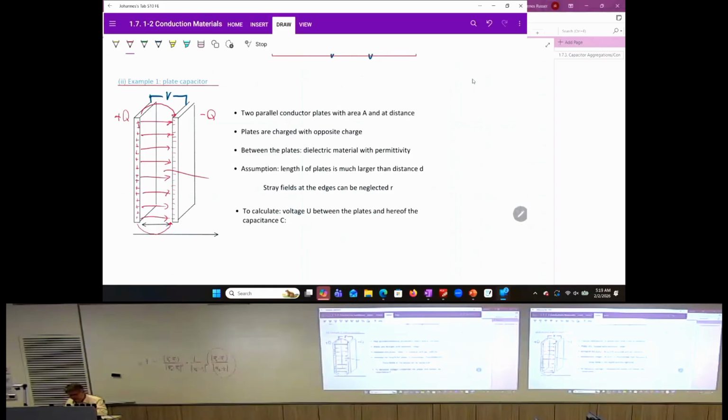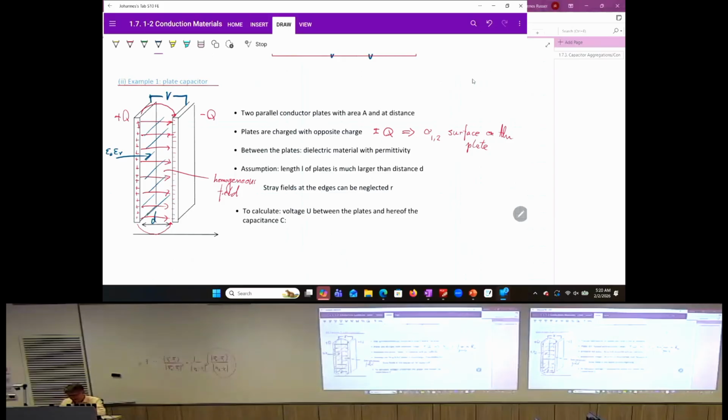Inside, your field is homogeneous, and the plates are charged with opposite charge, plus and minus q, resulting in a surface charge sigma 1, respectively sigma 2, on each plate. Now between the two plates, you can also have a dielectric material. We say there's a material inside, and this material has a permittivity which we denote as epsilon naught times epsilon r. We have the separation of the two plates given by d.